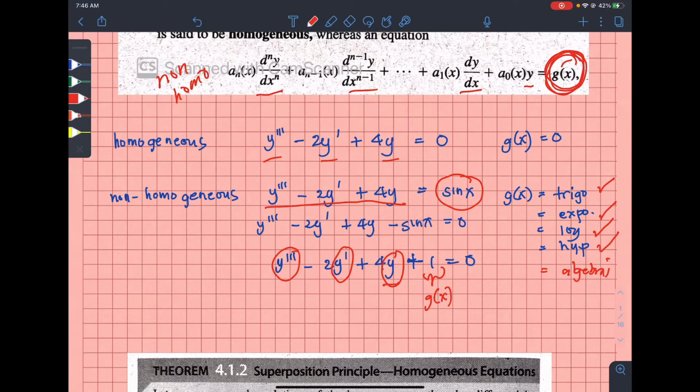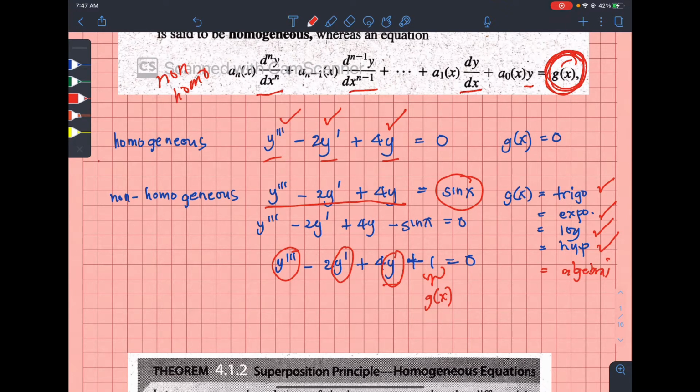So remember, a homogeneous equation only involves the dependent variable y and its derivatives. If it contains the dependent variable and its derivatives together with another function, whether that would be an algebraic function, a trigo function, an exponential, a logarithmic, or a hyperbolic function, then that is considered as a non-homogeneous equation. So why do we need to determine whether the equation is homogeneous or non-homogeneous? As I've mentioned, there are three methods in finding the solution of a higher order differential equation.